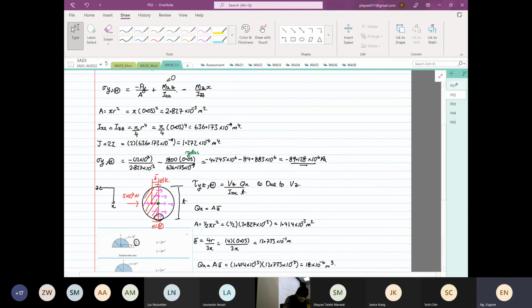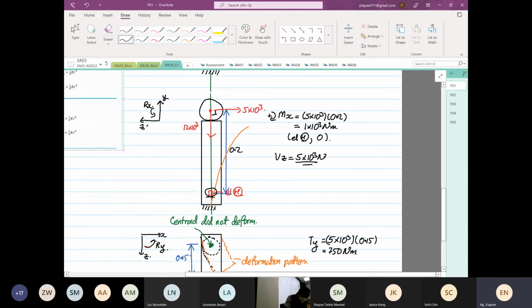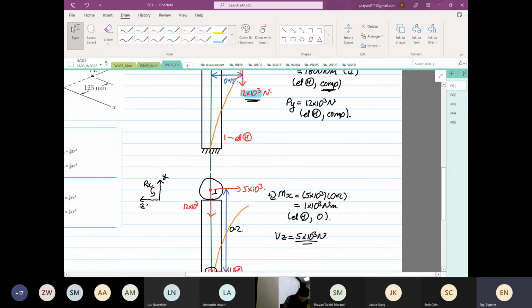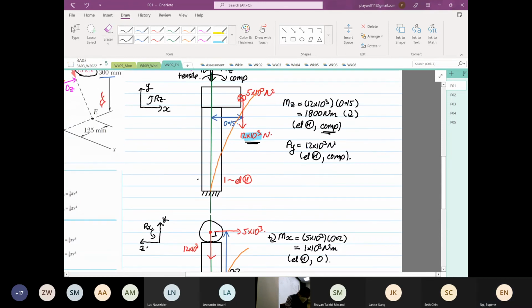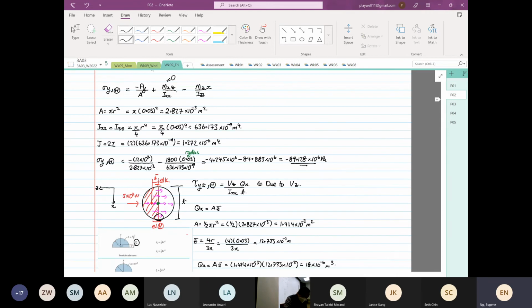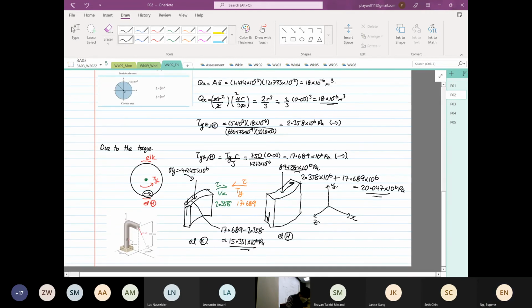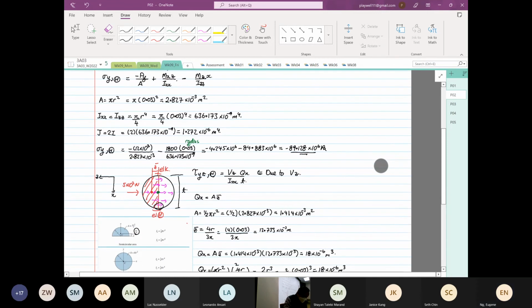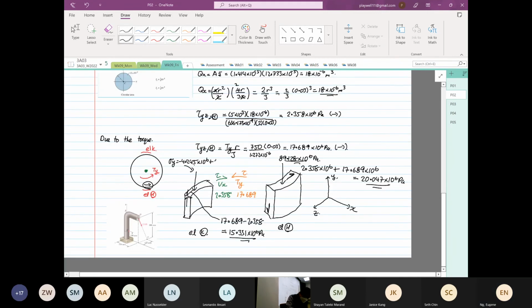And then so now our element is over this side, right? No, not this view, sorry. In this view, our element is over the other side. So it'll be tensile. So it'll be plus 84.83. Thank you for pointing this out to me. Sometimes I jump ahead. So this is equal to minus 4.245 times 10 to the power 6 plus 84.883 times 10 to the power 6.